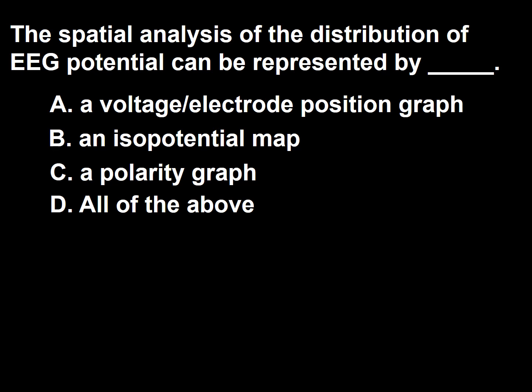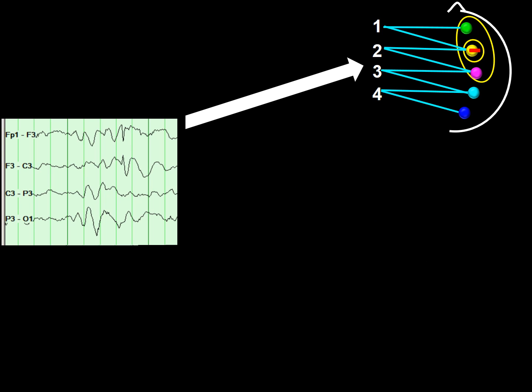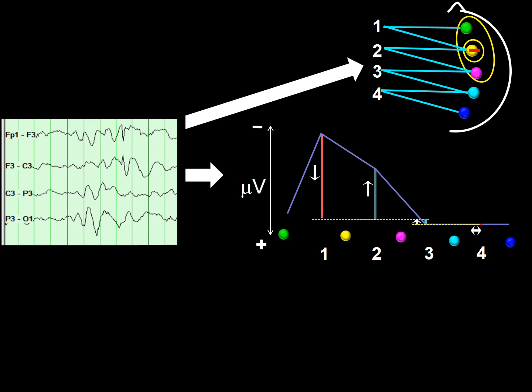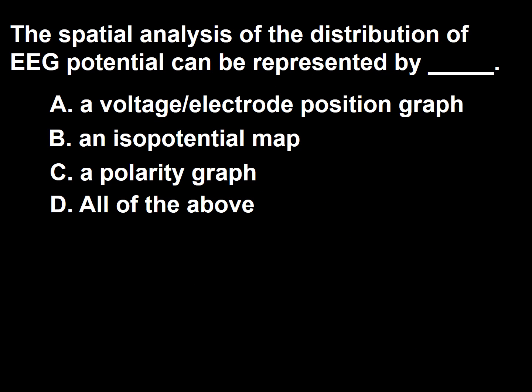Next question. The spatial analysis of the distribution of EEG potentials can be represented by A. Voltage electrode position graph, B. An isopotential map, C. A polarity graph, D. All of the above. The spatial analysis of the distribution of an EEG potential can be represented by an isopotential map, a voltage electrode position graph, or a polarity graph. So the answer to this question is D, all of the above.